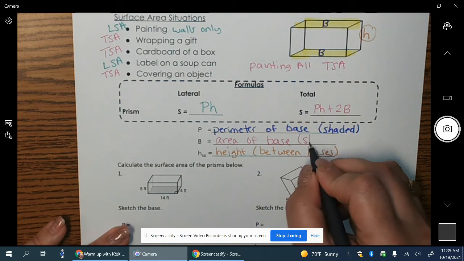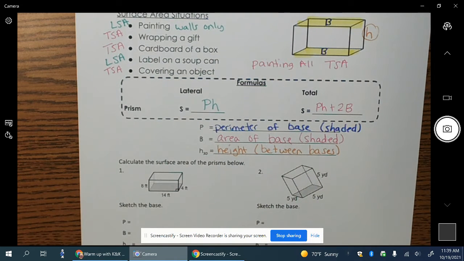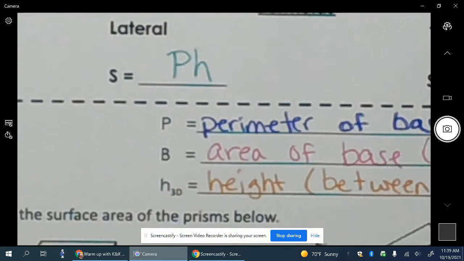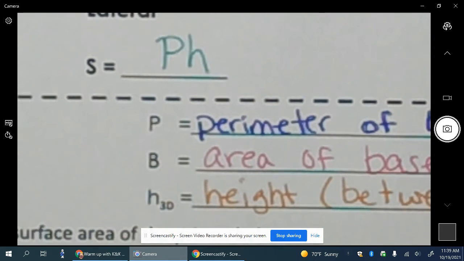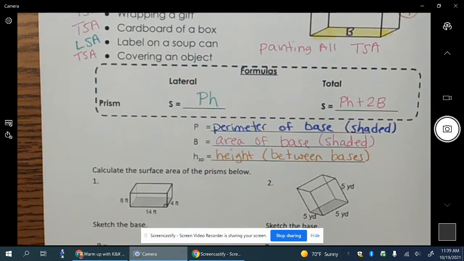And again, your base is your shaded. So if you shade it, then it's a lot easier to know what numbers go with what. Oh, that's a lot. Oh, sorry. Oh, yeah, that's good right there.